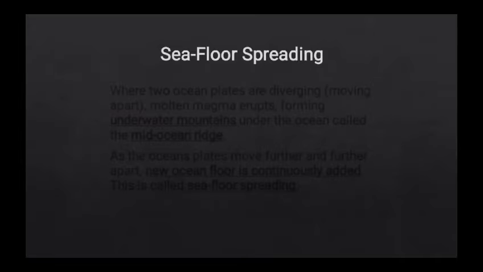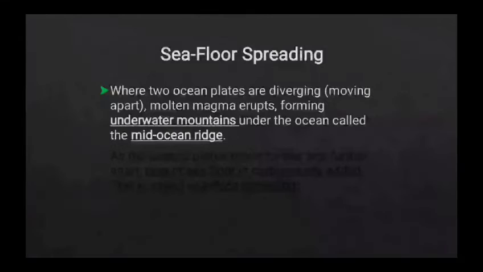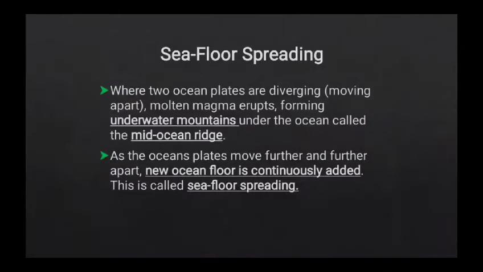Seafloor spreading. Where 2 ocean plates are diverging, moving apart, molten magma erupts, forming underwater mountains under the ocean called the mid-ocean ridge. As the ocean plates move further and further apart, new ocean floor is continuously added. This is called seafloor spreading.